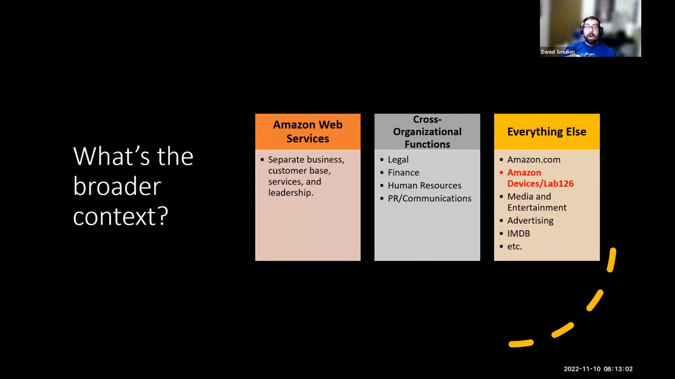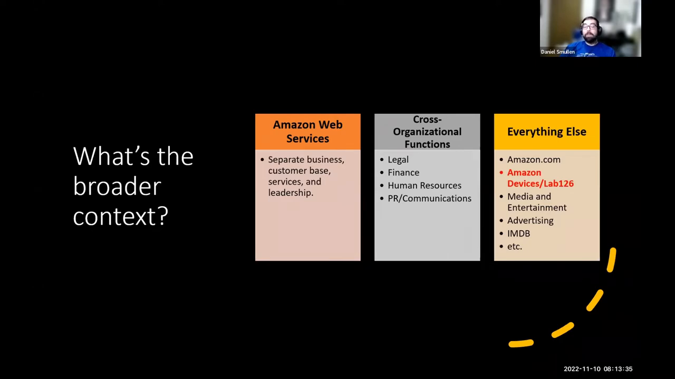Then you've got this middle piece, which is cross-organizational functions. So there's cross-organizational legal teams, finance teams, human resources teams, public relations and communications teams. This is important because these are all folks that you engage with when you're involved in privacy. That probably shouldn't come as a surprise because obviously lawyers have a lot to do with the law and privacy, but finance, human resources, PR and communications, all of these other folks are subject to privacy regulations as well. And they are also dealing with data. That's important when you're working on privacy problems.